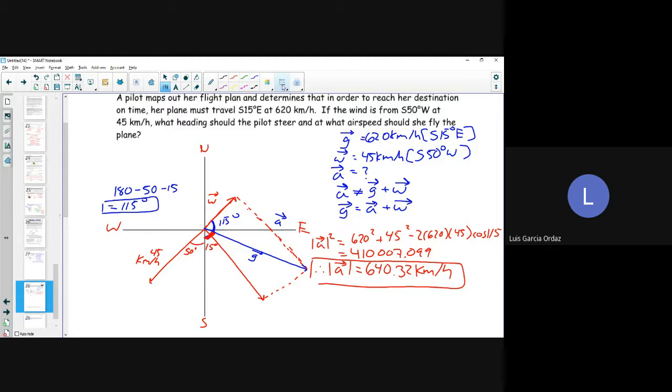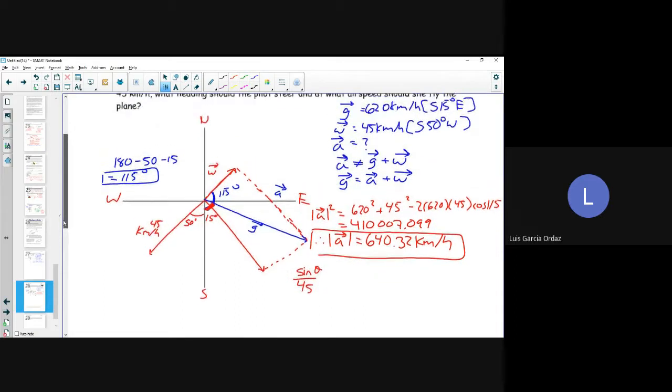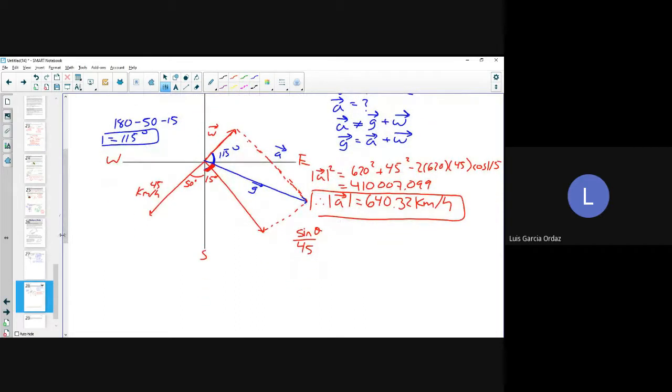Now, what is the next thing I need to solve for? Take the heading. Perfect. So I'm going to use my sine law. So I'm going to get sine theta over 45 is equal to sine 115 over 640.32. When I rearrange everything, I get theta is approximately 3.65 degrees.